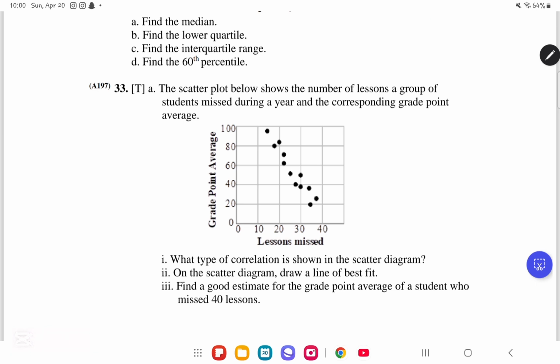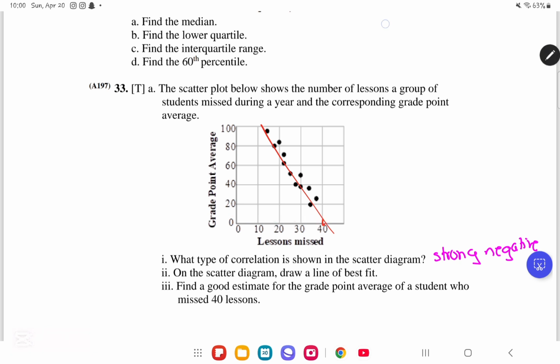So they said, what type of correlation is shown in the scatter diagram? As you can see, this is a strong negative correlation. Draw the line of best fit on the diagram. Just draw it like this, okay? Part 3, find a good estimate for the grade point average of a student who missed 40 lessons. A student who missed 40 lessons, their GPA is about here.